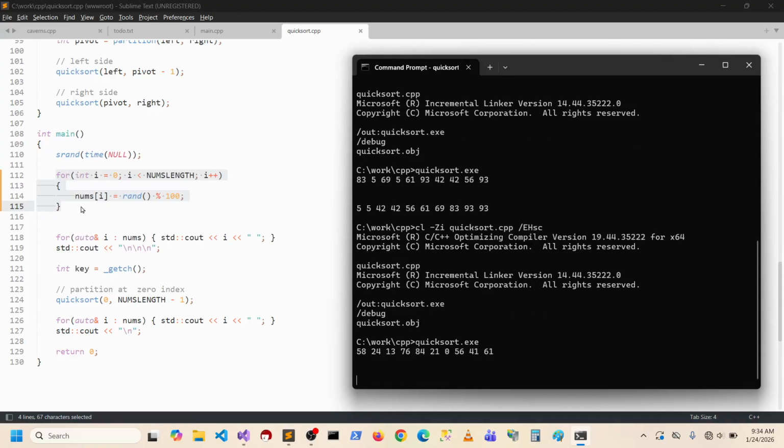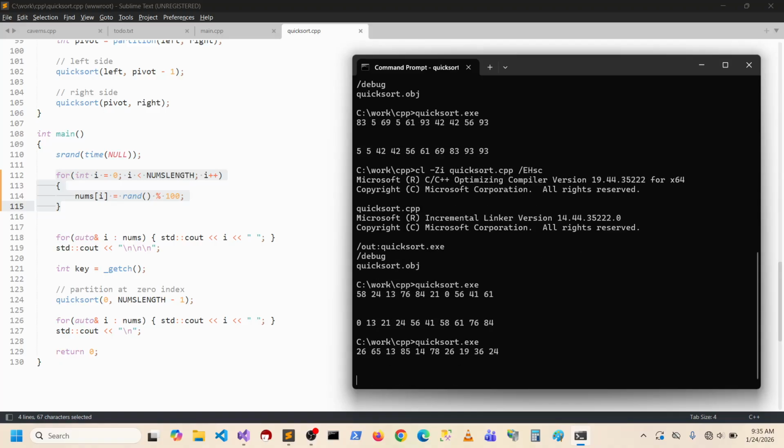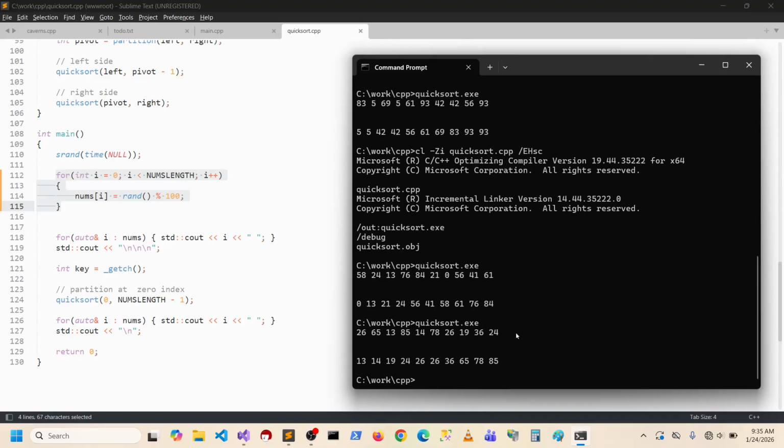So 58, 24, 13. Do we have any duplicates? I don't see a duplicate. So this is still out of order. 56 and 41. 65, 13. This one's sort. See, it's certain cases. So these are those edge cases.